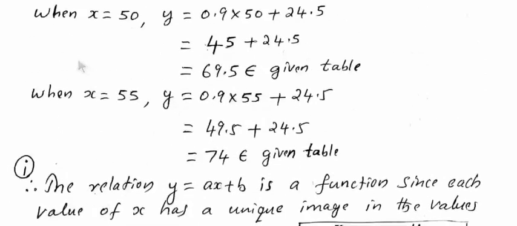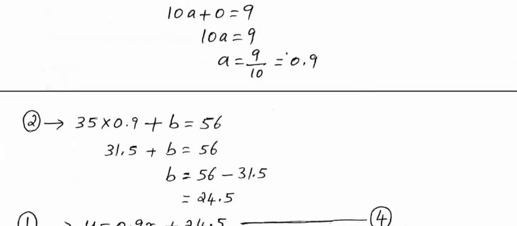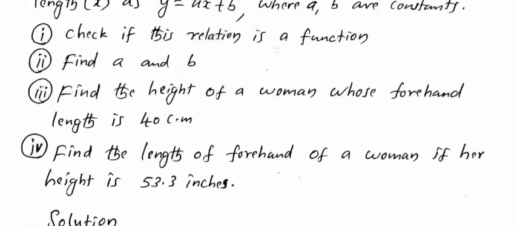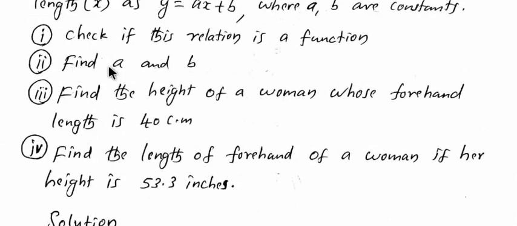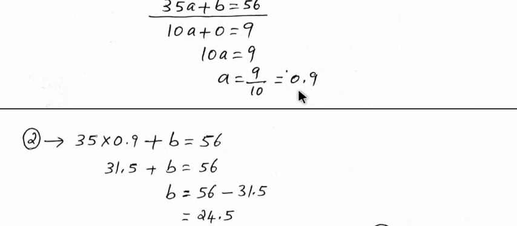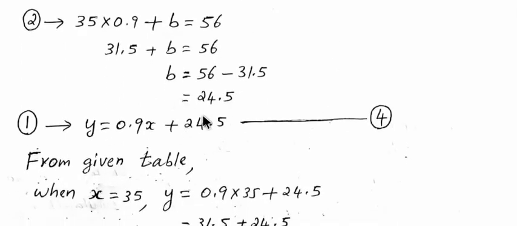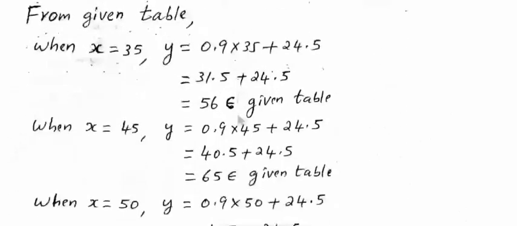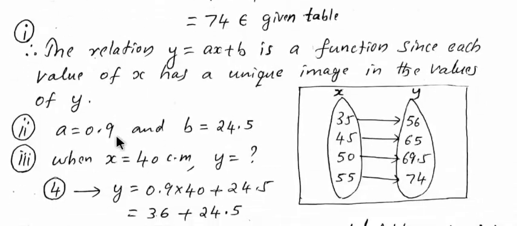Then the second question. What is the second question? In the second question, we have to write the values of a and b. What is the value of a? A is nothing but 0.9. The value of b is 24.5. Therefore, we can write a is equal to 0.9 and b is equal to 24.5.